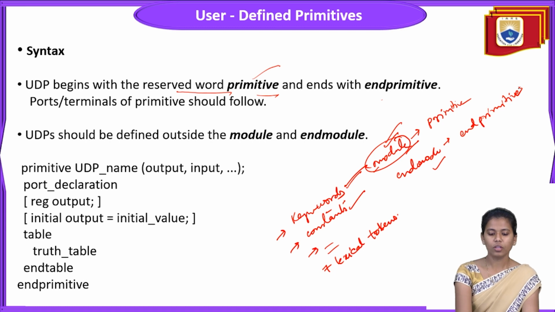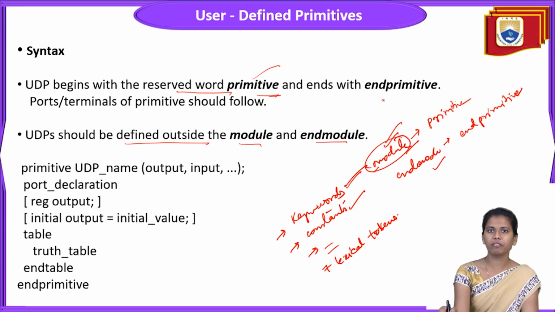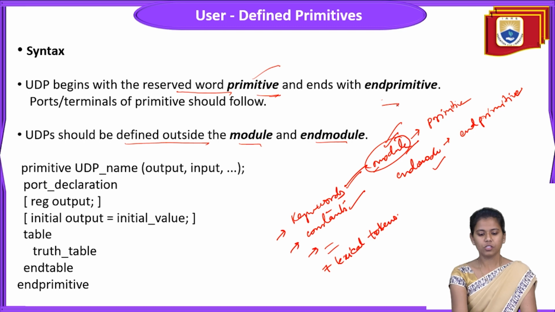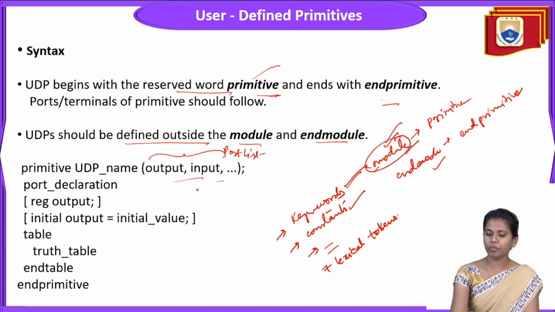Okay, so this is how the syntax follows. UDP should be defined outside as a module and end module, whereas here it is primitive and end primitive. So primitive UDP name, output and input. This is nothing but the port list, where we declare the output ports as well as the input ports.